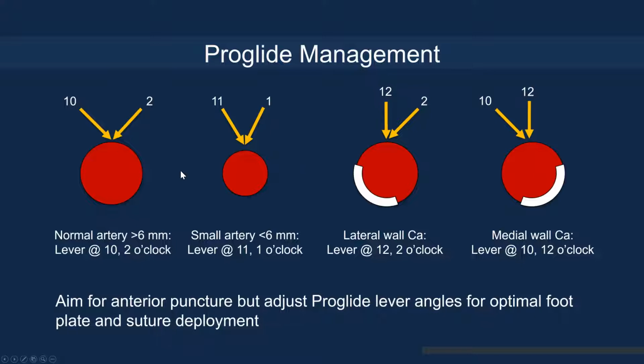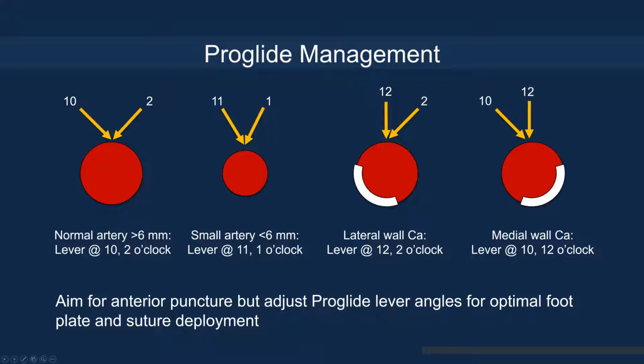Now, it also depends on the caliber of the vessel. As I mentioned before, if it's a large vessel, I would say over 6 millimeter, you can do 10 to 2. But imagine if you have a smaller vessel, if you do the same deployment, you could potentially pinch the vessel and make it stenotic. So for a smaller vessel, maybe 11 to 1 o'clock orientation may be sufficient.